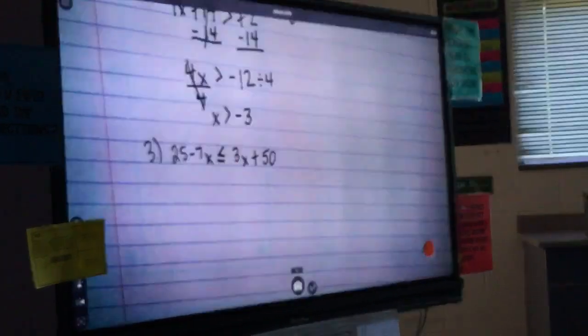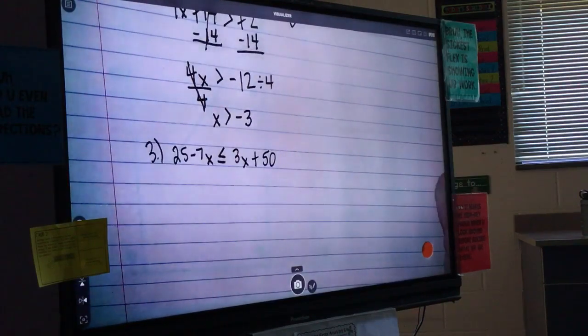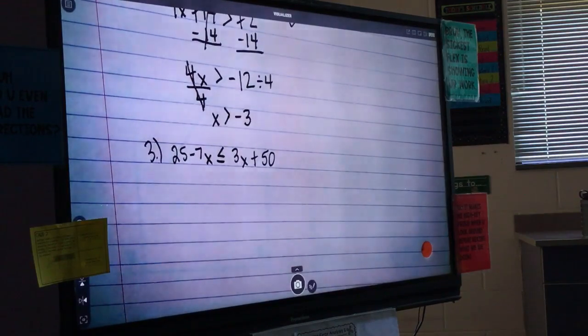All right, raise your hand, what is step number 1? What is step number 1 on your paper? What does it tell you to do? Jeffrey. Steps to solve, what is step number 1? Subtract, not add 25. Nope, you skipped a step. Step number 1. Add, subtract. Nope. What does step number 1 say? Steps to solve.